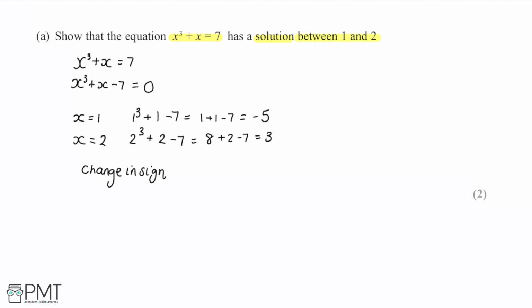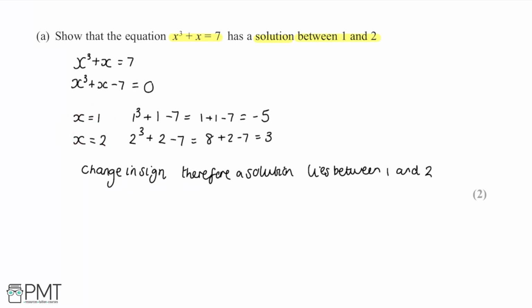So this is going to imply that therefore a solution lies between 1 and 2. And that's because we've set the expression equal to 0 and we've got out a negative and a positive value, so somewhere in between them we must have the value of 0. So the solution is going to lie between 1 and 2 because those were the x values that we put in.